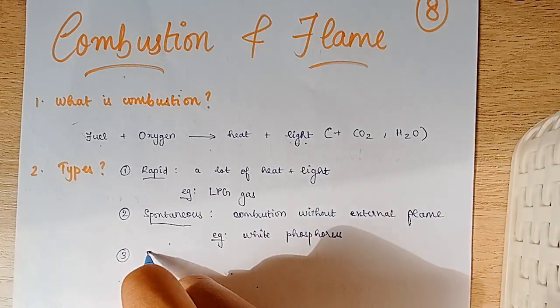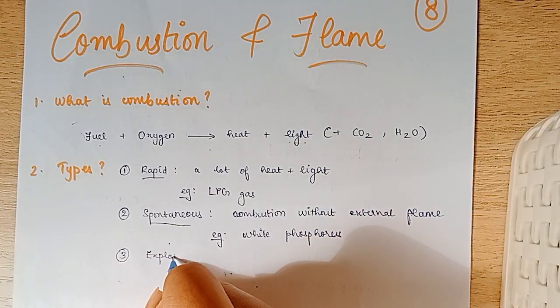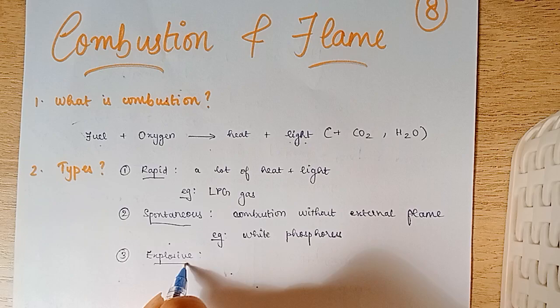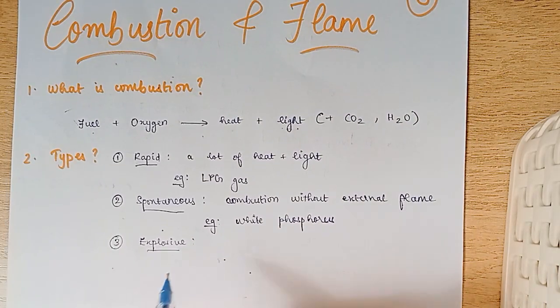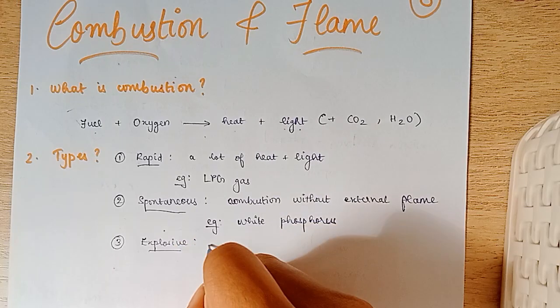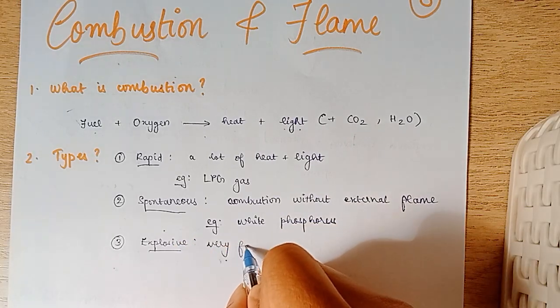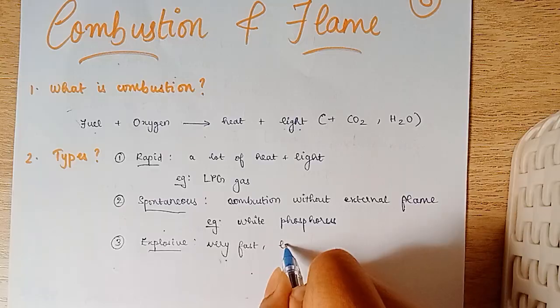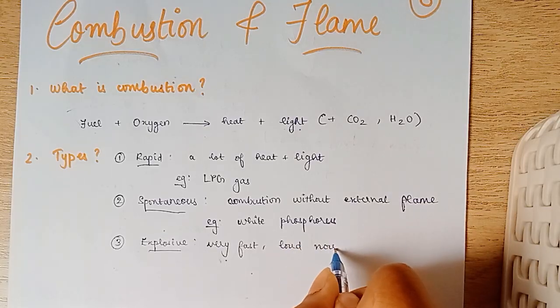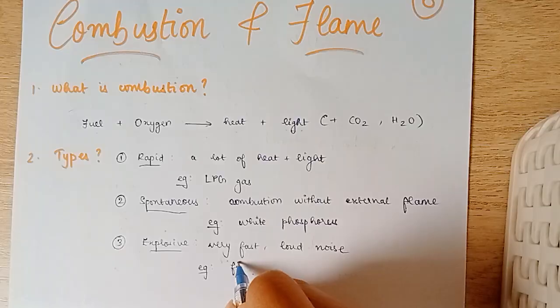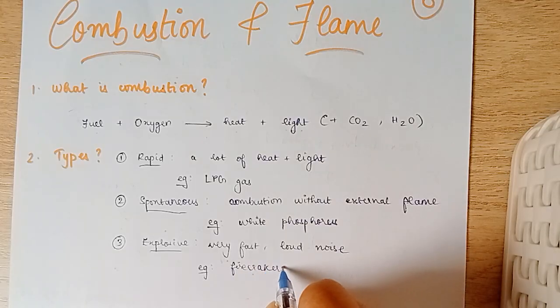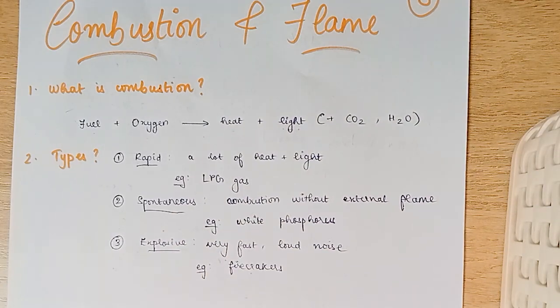And then finally we have explosive combustion. So whenever you hear explosive, think of firecrackers or bombs. Firecrackers are an example for this. So it is very fast combustion with loud noise. So that is explosive. Example, firecrackers. So these are the 3 types of combustion.